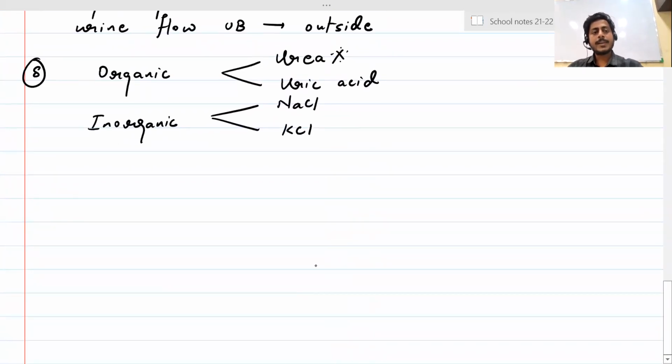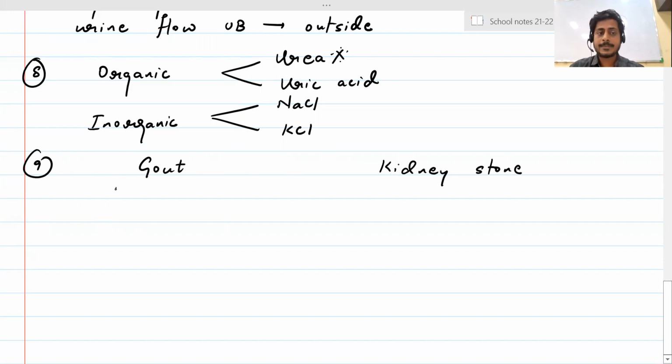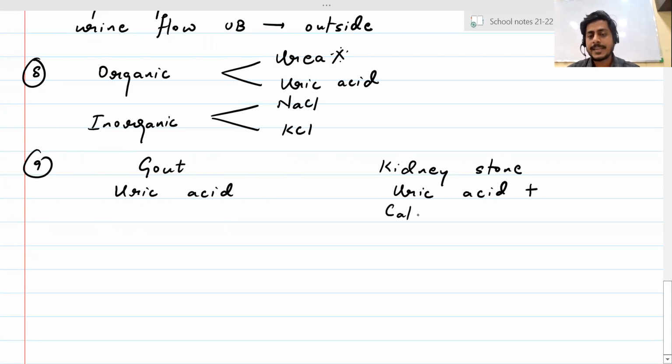The ninth question that we had seen in the list was to distinguish gout and kidney stone. Both are disorders associated with the excretory system, and both have uric acid in them. That also you can remember. But in kidney stone, along with uric acid that is present, there is also calcium oxalate.